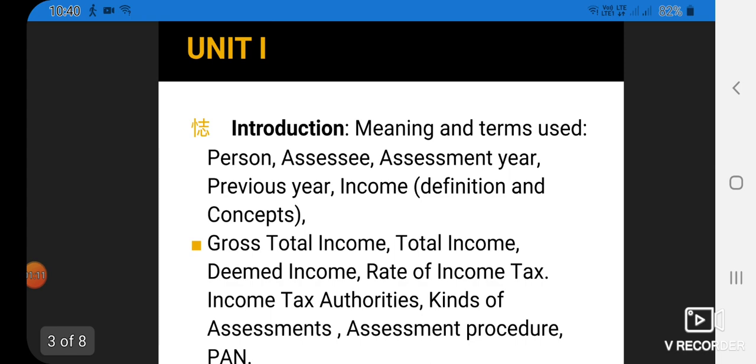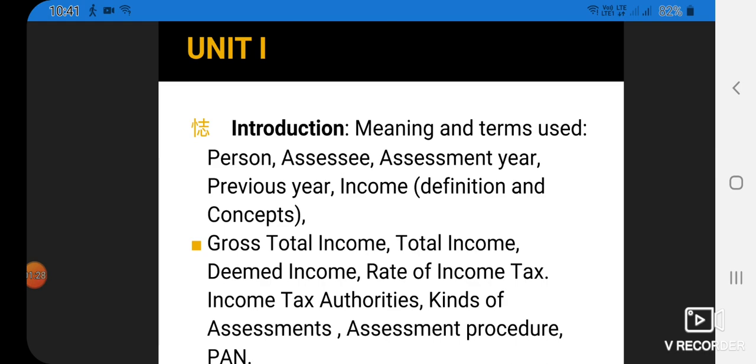As for other subjects, we have 5 units. For income tax also, in total we have 5 units. Let us understand the syllabus of each unit in brief. So our first unit is Introduction.